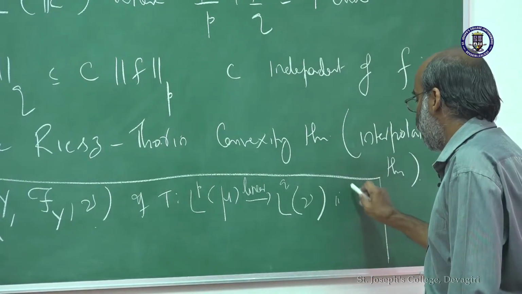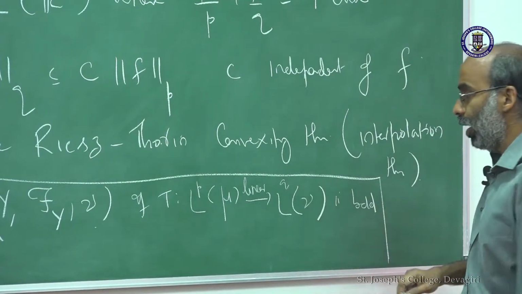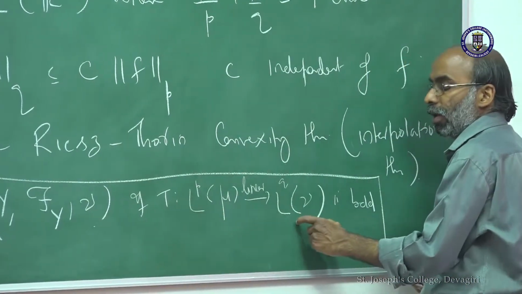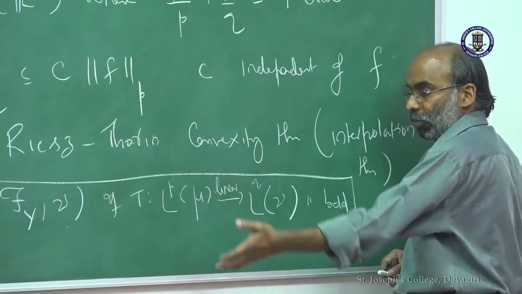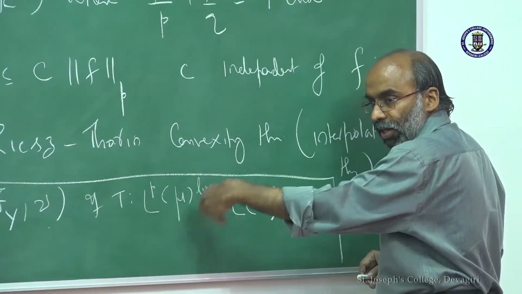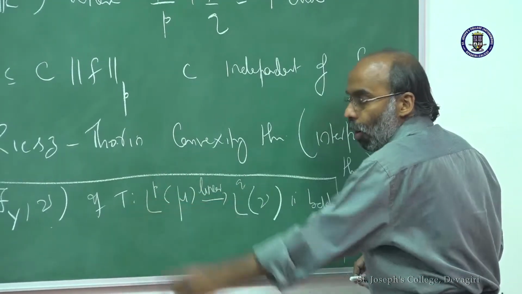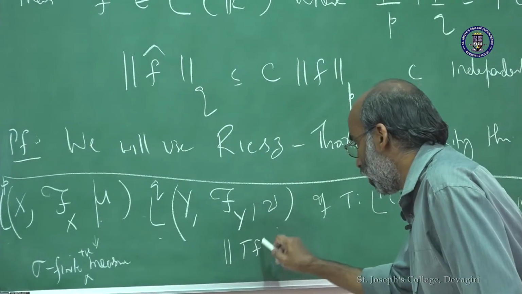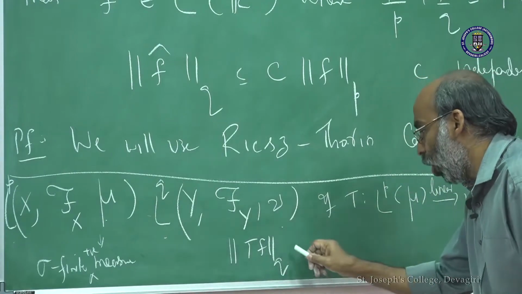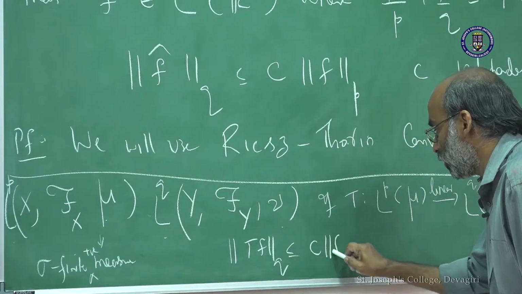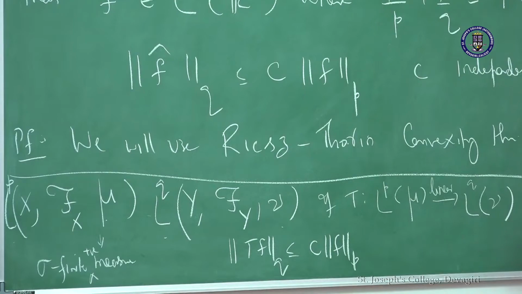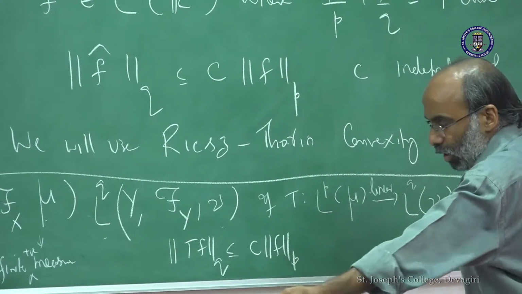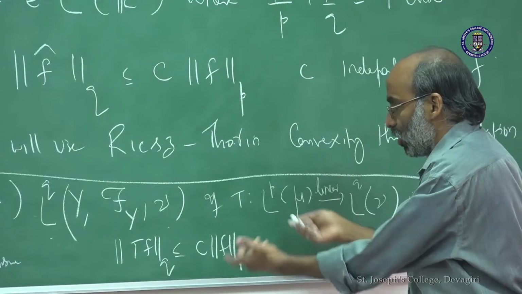T is bounded. What does that mean? That means if I take a function here, apply T, I land here, take the L^q norm, that will be less than or equal to the L^p norm of the function times a constant, which is the norm of T. So, the L^q norm of Tf is less than or equal to some constant times the L^p norm of f. This is just a nomenclature or notation.